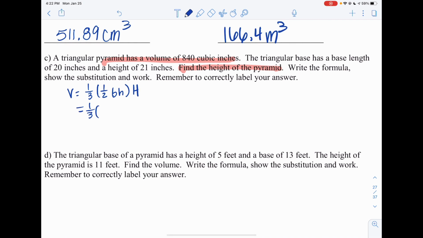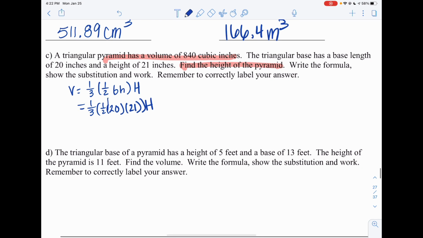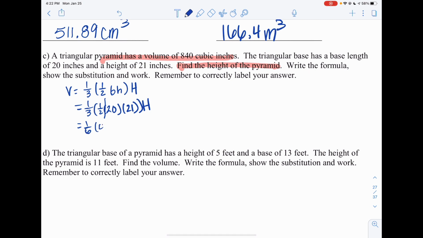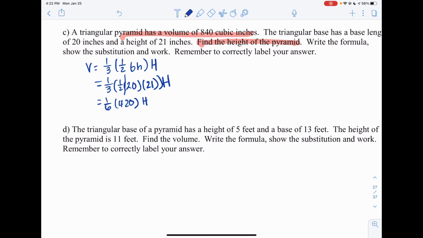I have 1/3 times that 1/2. Our base of the triangular base is 20 inches, and the height of the triangular base is 21. And I'm going to go ahead and put my H. Okay, now to simplify, you can do the same thing that we did previously, which is just separating our fractions from our whole numbers. So I'm going to have 1/6 times 420 times H. Okay, and then one thing I did forget was our volume, so you want to make sure you're plugging in your volume for V.